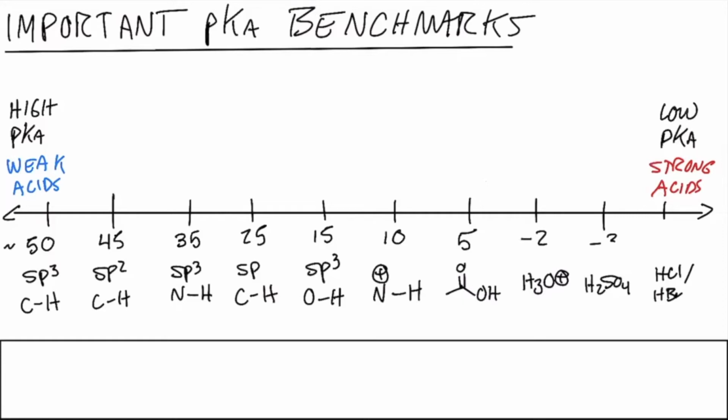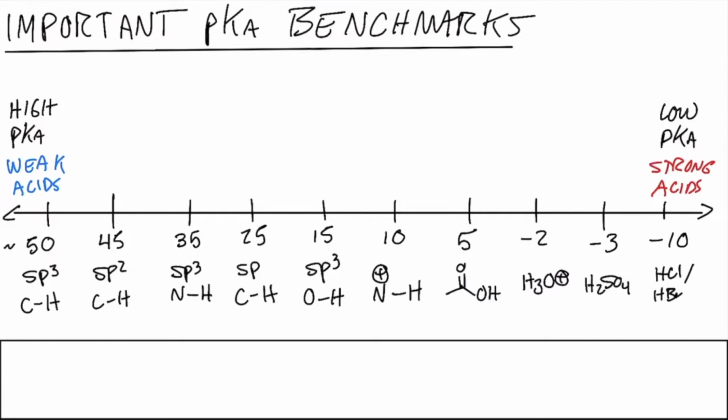H2SO4, sulfuric acid, is fairly similar at about -3. And things like HCl, HBr, HI are really, really strong. So they're going to be close to -10 pKa. And they vary a little bit between the different halogens, but -10 is a good baseline benchmark value for us to get started with. So there we have some values as far as pKa.